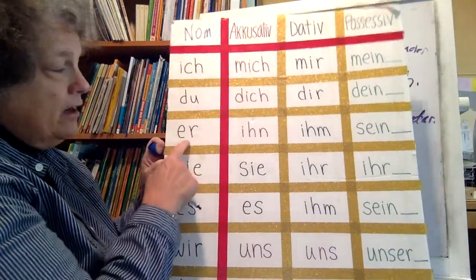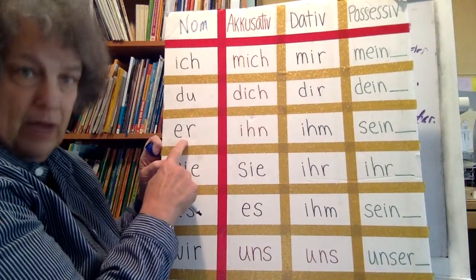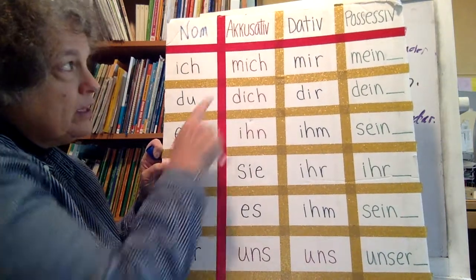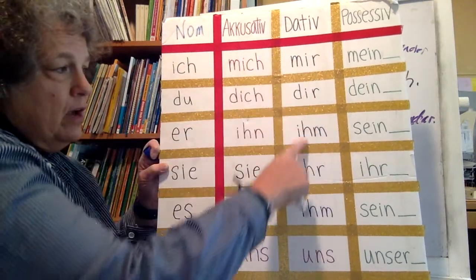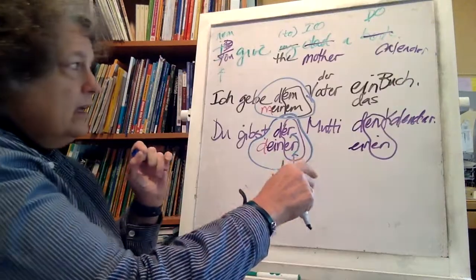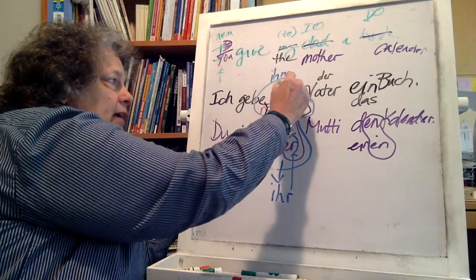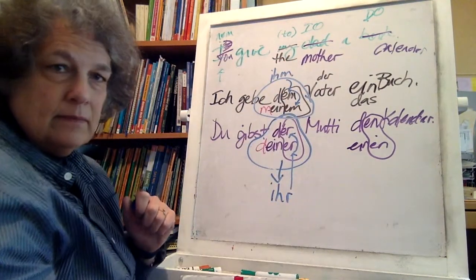So we go up here. We find the "er" for "he," okay? For "him," right? So we go from "er." We're going to give it to him. So we're going to jump over here to the dative, which is 2 or 4. What is it? Im. And what do you know? Same ending. Same ending. See?